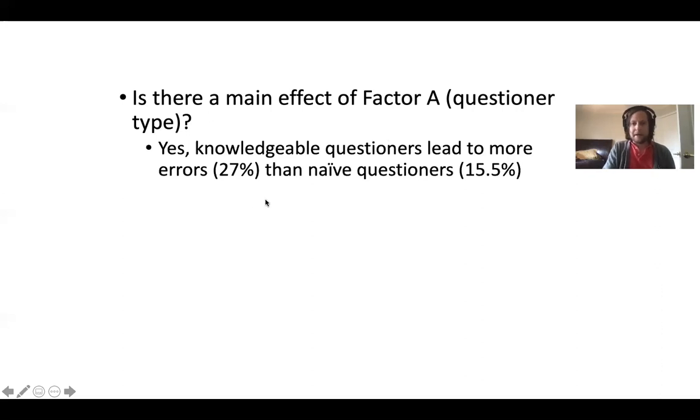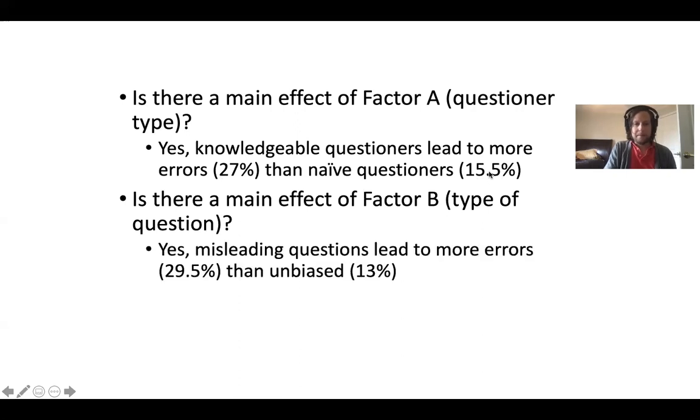I should mention, though, that just because these numbers are different does not necessarily mean that they're statistically significant. There has to be a big enough difference between them before the statistical analysis will say that they were statistically significant. But in this study, presumably, there was a significant difference between the means of these two conditions right here. Main effect of B, there also appears to be a significant difference because 29.5 and 13 are fairly different. The amount of errors about the bank robbery was definitely more after you were asked misleading questions than when you were asked unbiased questions.